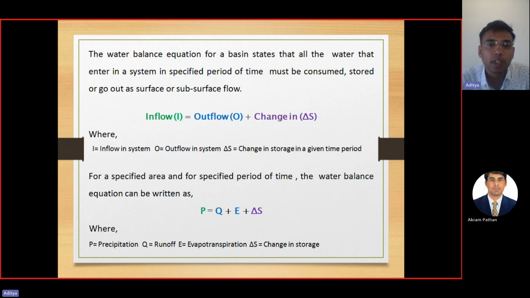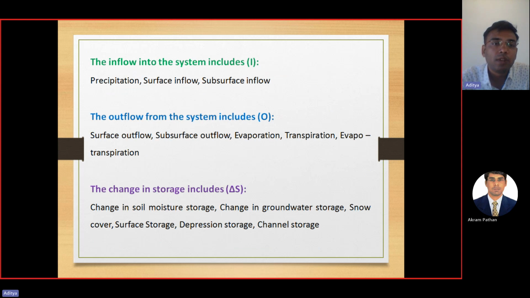The general equation for calculating water balance is P is equal to Q plus E plus delta S, where P is precipitation, Q is runoff, E is evaporation, or evapotranspiration, and delta S is the change in storage. Inflow consists of precipitation, surface inflow, subsurface inflow. Outflow you can categorize as surface outflow, subsurface outflow, evaporation, transpiration, evapotranspiration. Delta storage is the change in soil moisture storage, change in groundwater storage, snow cover, surface storage, depression storage, etc.